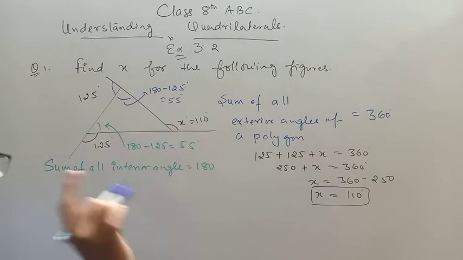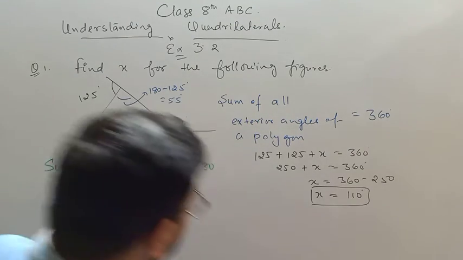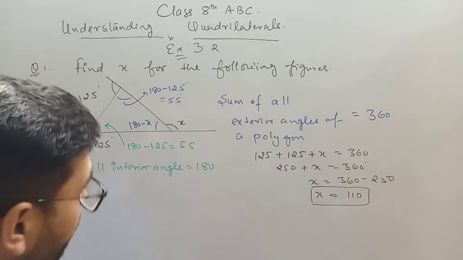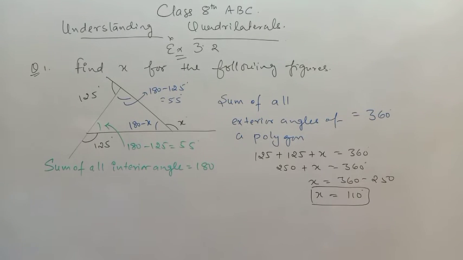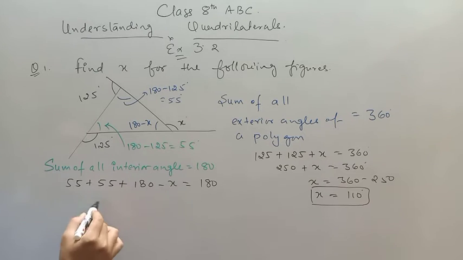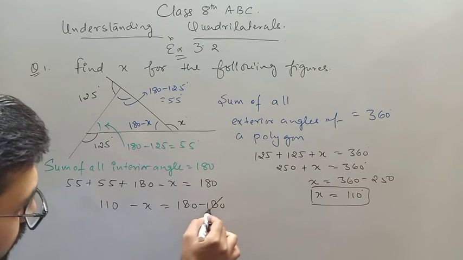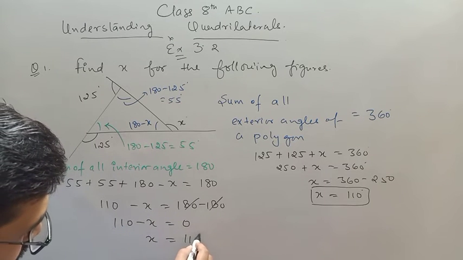Similarly, this angle is not known to you, so let's say this angle is x, then the remaining angle is 180 minus x, right? Now the sum of all these interior angles equals 180 degrees. So what you will write? You will write 55 plus 55 plus 180 minus x is equal to 180. 55 plus 55 will give you 110, minus x is equal to 180 minus 180. So 110 minus x is equal to 0, or you can write x is equal to 110 degrees.